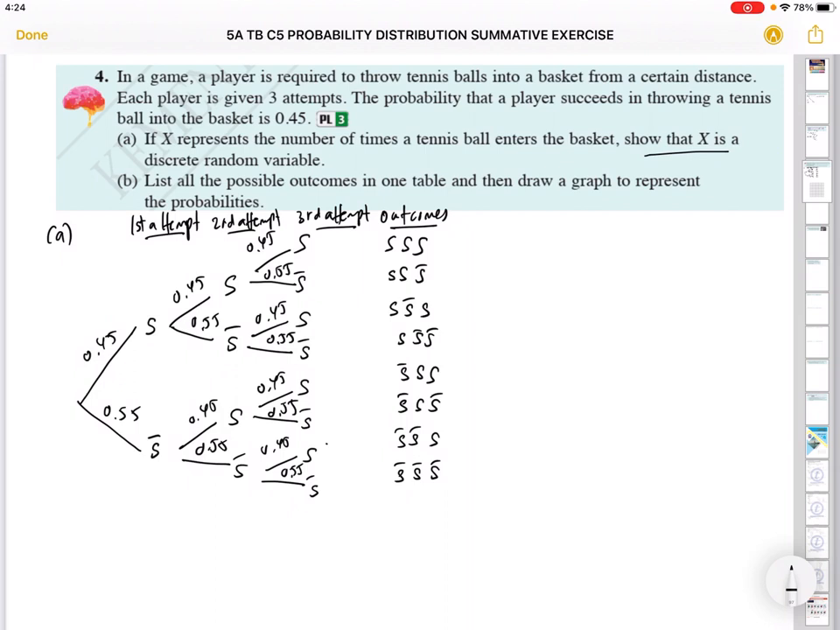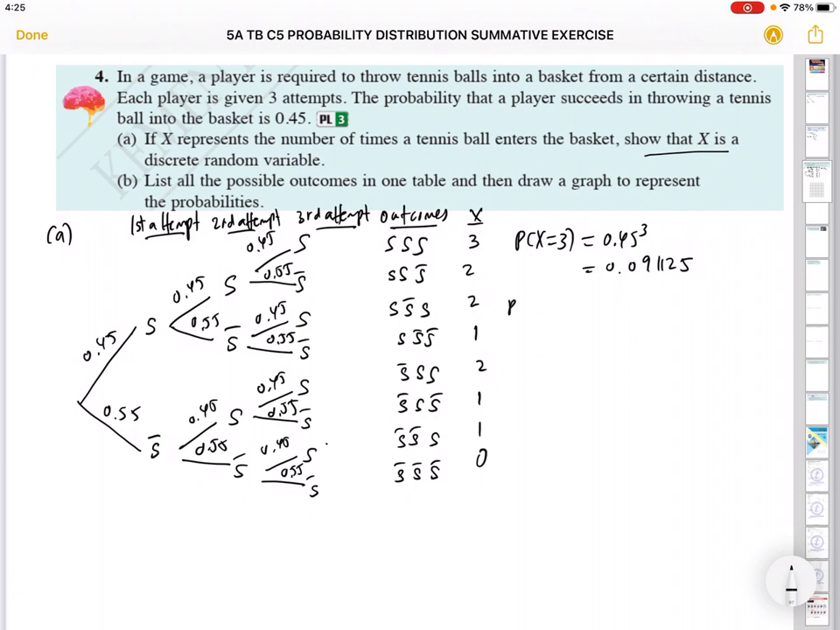So then we look at the first one. x represents the number of times the ball entered the basket. So this x will be 3, 2, 2, 1, 2, 1, 1, and 0. So let's find the probability x equals 3. Now x equals 3, as you can see, we score 3 times, so it's just 0.45 power 3. Use your calculator, you get 0.091125. In this case, I use more decimal places because if you round off, sometimes the sum may not be exactly 1, so it's better to write everything.